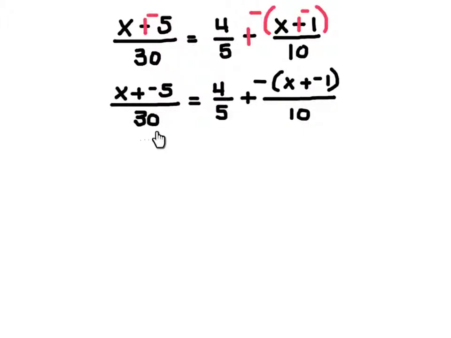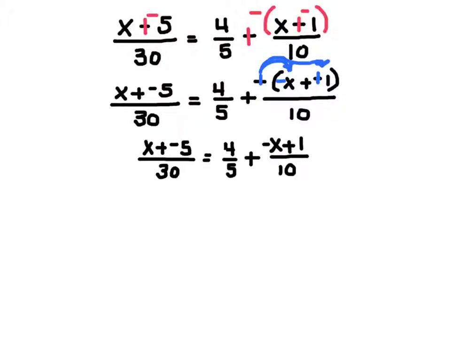So here I've rewritten the equation, and what I want to do now is distribute this negative sign to both terms in this binomial. If we distribute the negative sign first to the x, it becomes negative, and then when we distribute the negative sign to the negative 1, the negative 1 becomes positive. So what we end up with is a negative x plus 1. Okay, so I've rewritten this equation again, and this time I want to look at the denominators.